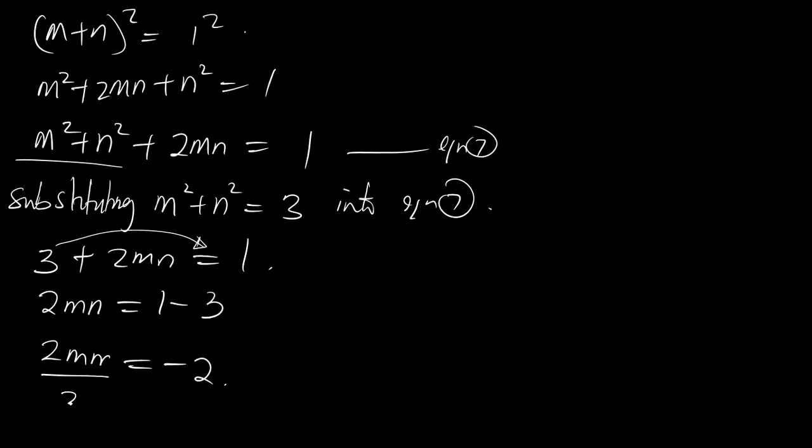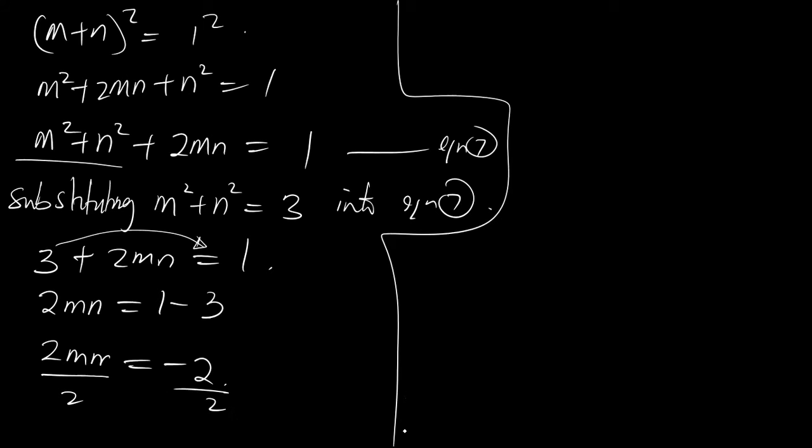Dividing both sides by 2, you now have mn equal to minus 1. The 2 cancels the 2, and dividing, you have minus 1. So we have gotten mn to be equal to minus 1. Let's call this equation 8.